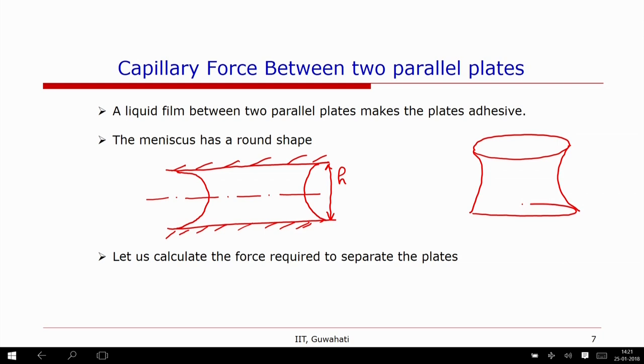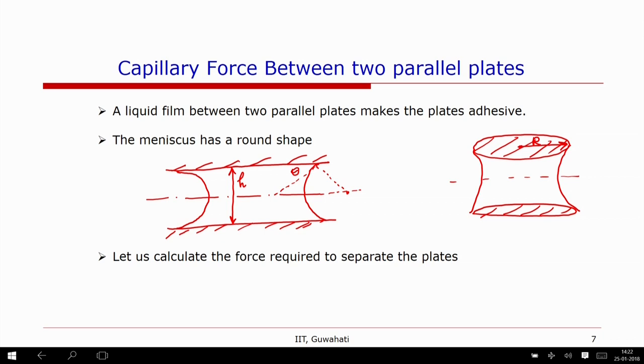And you have solid, this is in contact with the solid wall, and same is this. So we can say that the radius of this is R, and the contact angle here is theta. It is just the distance between the two, as we have already said, that is h. So what we need to know is the force required to separate the two phases.